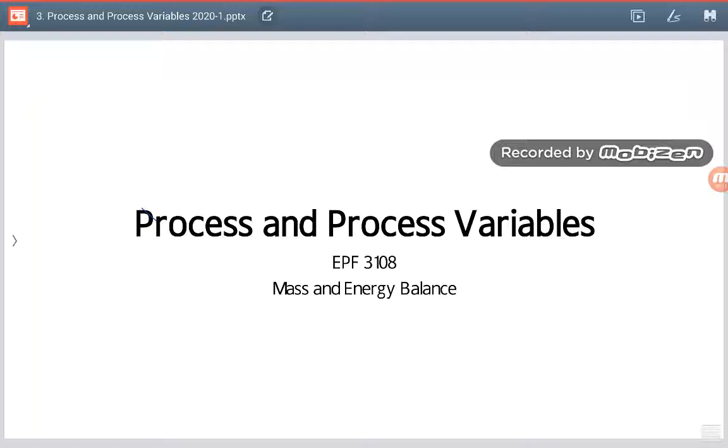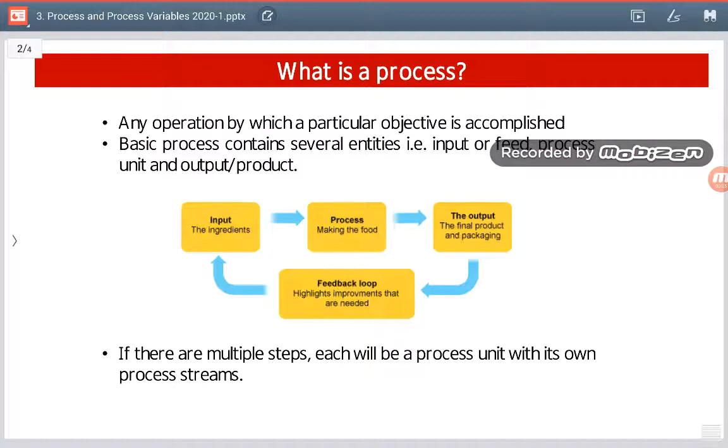EPF3108 Mass and Energy Balance. Before this, you already learned about the units and unit conversions. So now we are moving to the next subtopic, which is about the process and process variables. This is going to be a very short video to brief you about the definition of a process and process variables. So as a food and process engineer, we need to know the definition of a process.